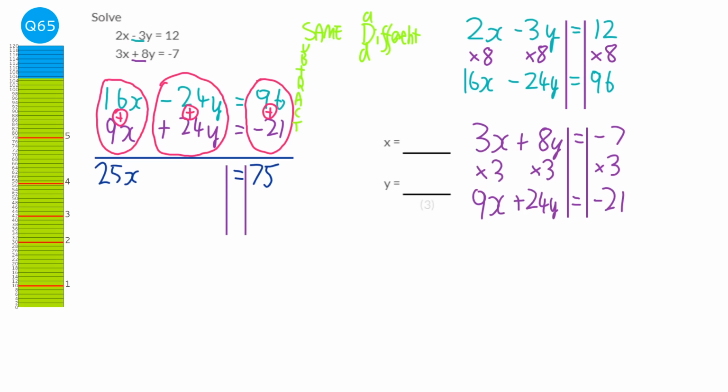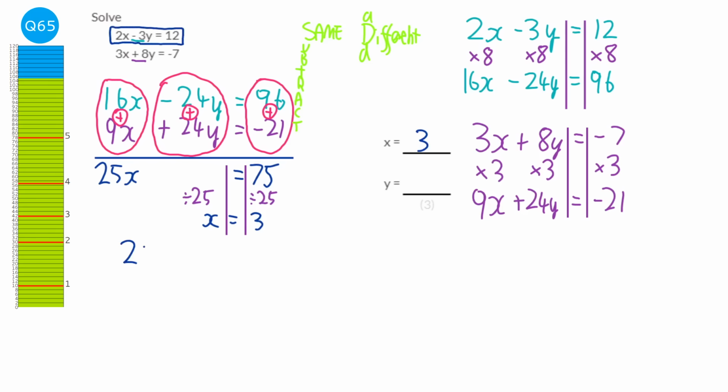Do a quick solving by dividing both sides by 25. And we've got x is equal to 3. Now we know what x is, but we've got to find out what y is. So what we're going to do is substitute the value of x into the first equation.